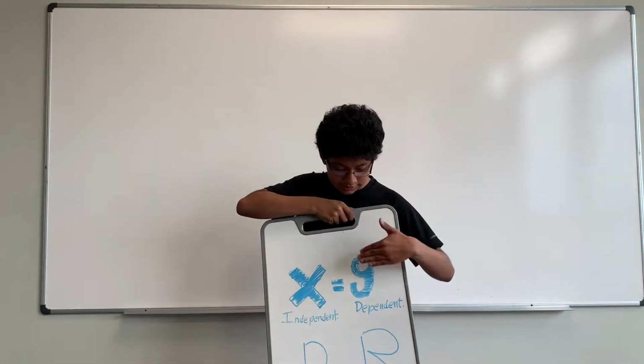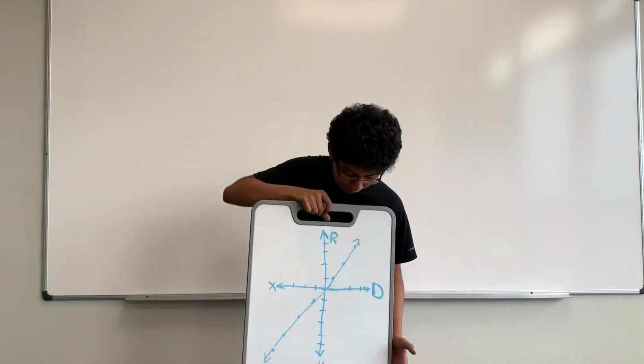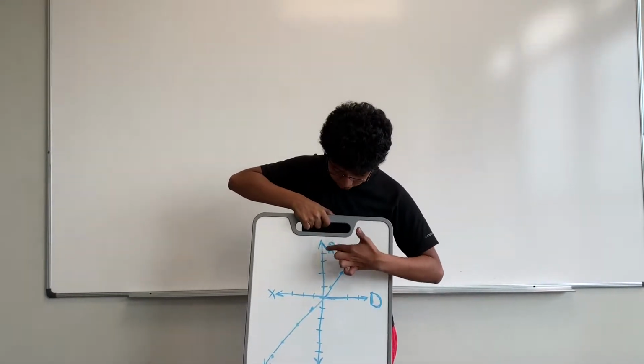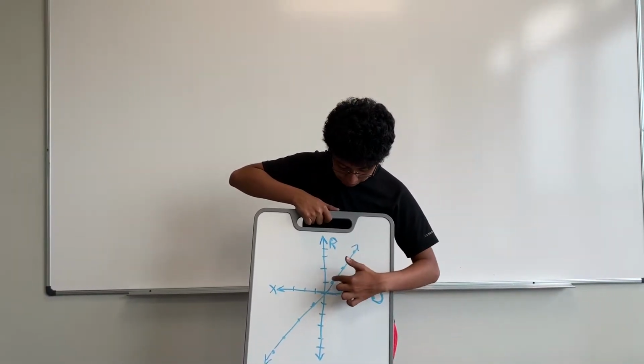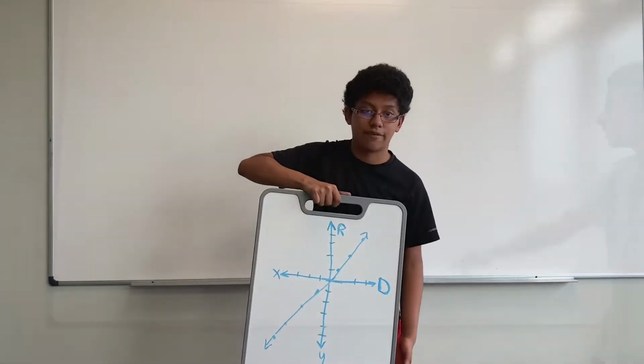We can also call the x and y the domain and the range. For example, we have here a graph where the x is the domain and the y is the range. Each value of y will be chosen by the position of x in this graph.